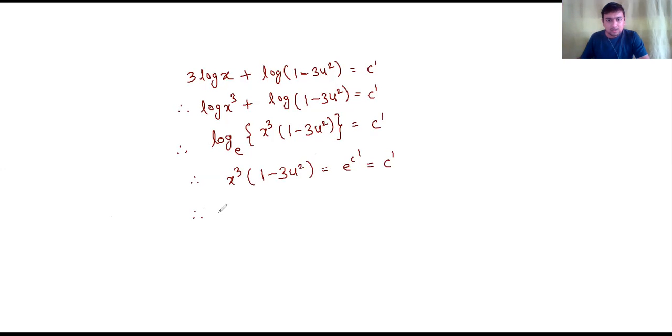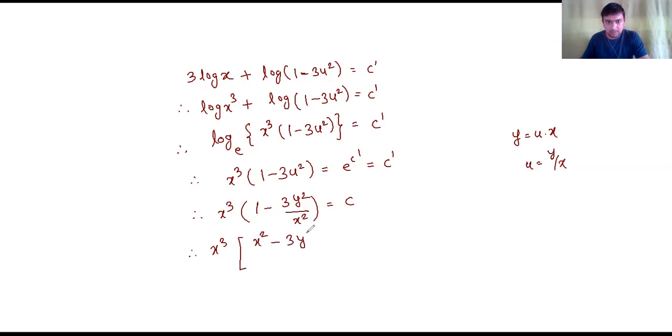Okay, so x cube. Now what is u? U is what we have assumed? We have assumed y is equal to u into x. So u क्या मिलेगा, y by x. So let us put here 1 minus 3 y square upon x square which is equal to constant. So x cube in bracket x square minus 3y square upon x square which is equal to c. So क्या मिल जाएगा, x into x square minus 3y square which is equal to c. This is our required solution.